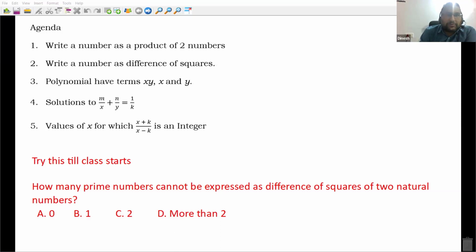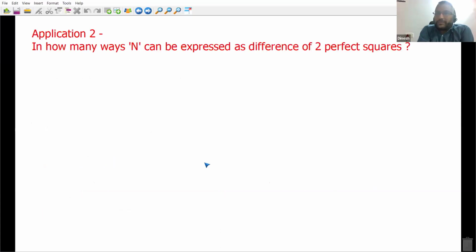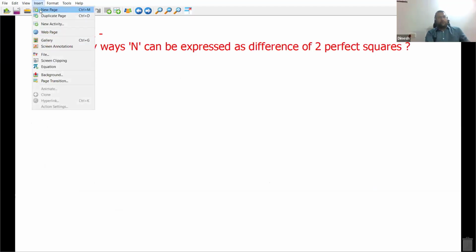Now, second concept. The second concept over here is in how many ways a number n can be expressed as a difference between two perfect squares. Let's have a look at this concept. Under this, there are two cases. The first case is, let's have a look at it.